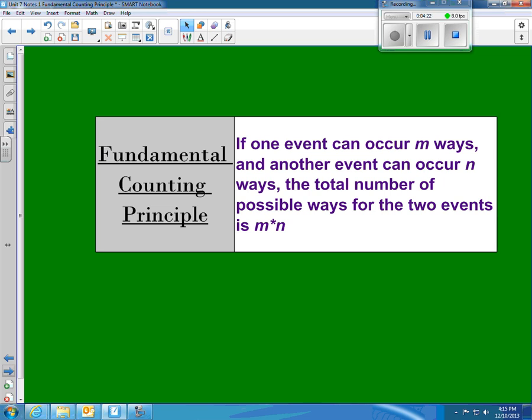If we have more than 2 events, maybe the first one has m outcomes, and the second one has n outcomes, and then the third one has p outcomes. We would multiply all those together. The fundamental counting principle is one that you're going to use when you're given choices.